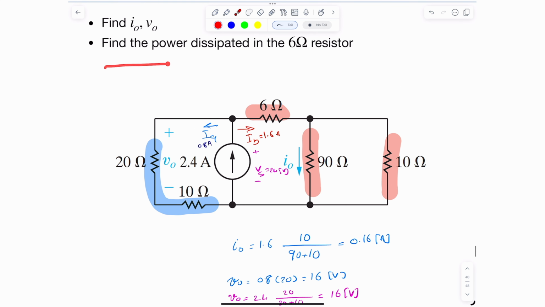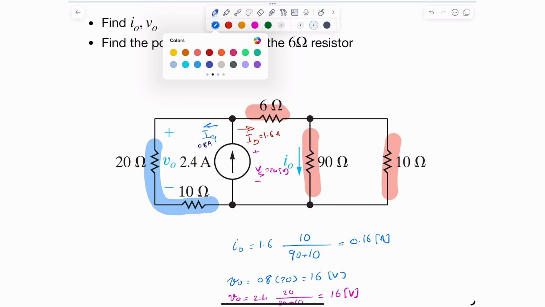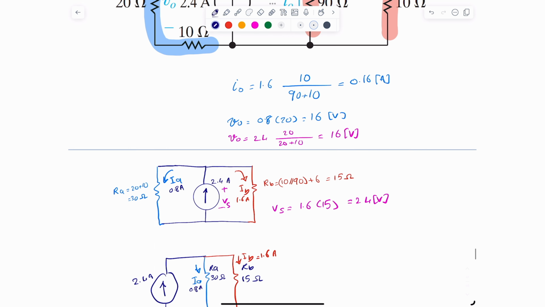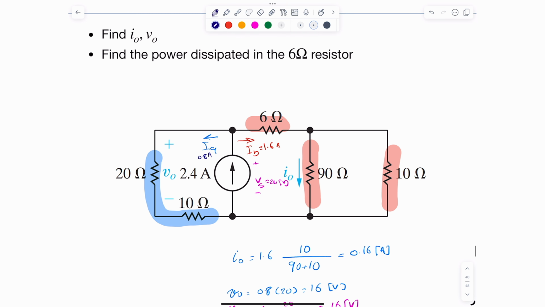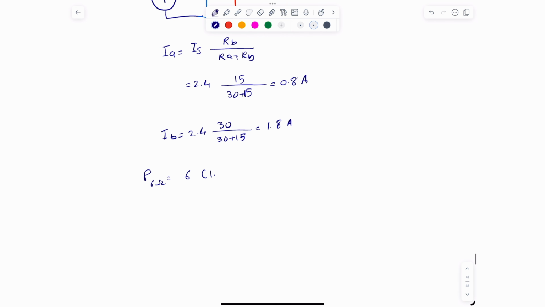Now, the question is also asking us to figure out the power dissipated in the 6 ohms. Well, I know the current going through it, so that's pretty straightforward. I have 6 ohms and I have 1.6 amps, so all I have to do is substitute in the values that I have. So the power in the 6 ohms is simply 6 times I squared, and that I happens to be 1.6. So 6 times 1.6 squared, and that will be, I believe, 15.36 watts.